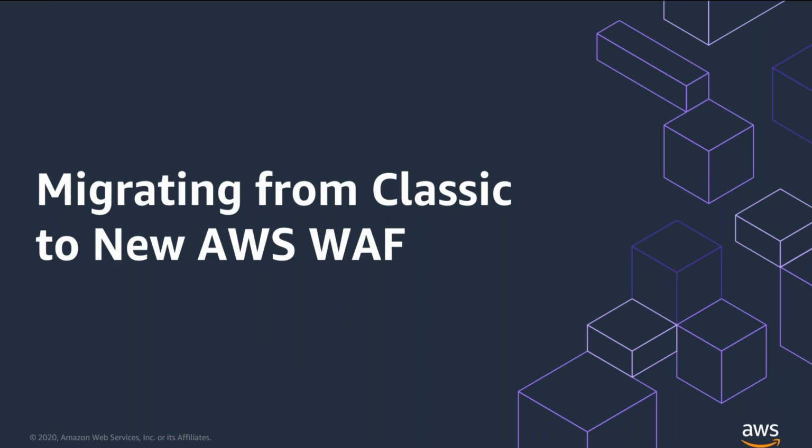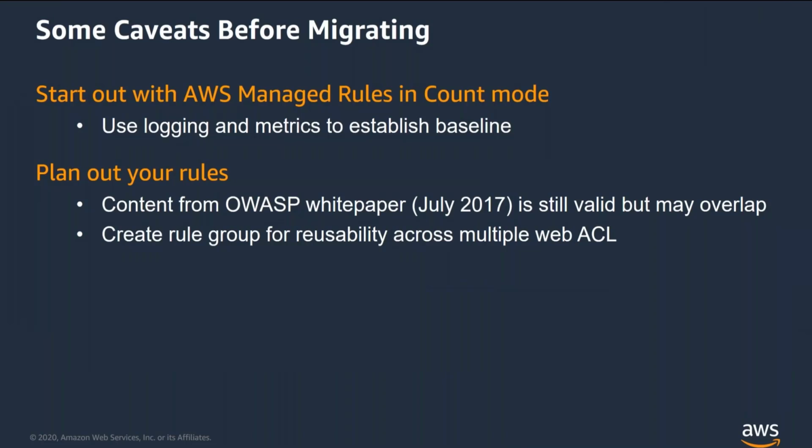Now, I'll be going over some tips on how you can plan out your migration from Classic to the new AWS WAF. Some caveats before you start your migration: you should start out with AWS Managed Rules and count mode. We encourage you to start small, then go big once you feel comfortable. By starting out with AWS Managed Rules, you can establish a baseline that you feel comfortable with and then slowly add your own custom rules on top of it.